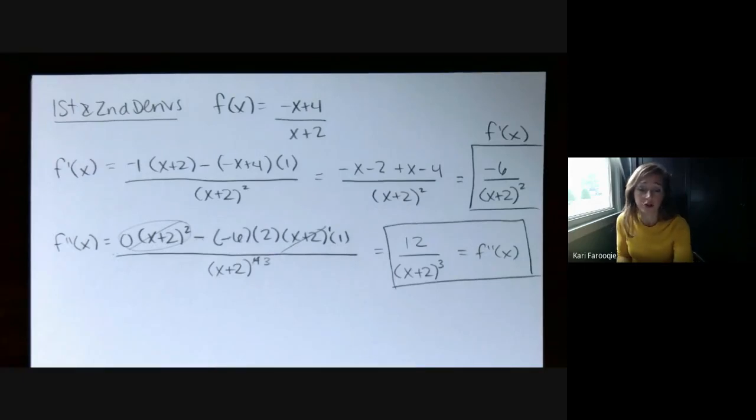We do need to find the critical numbers. We'll do that real quick. But does anybody have a question so far on f or f double prime?